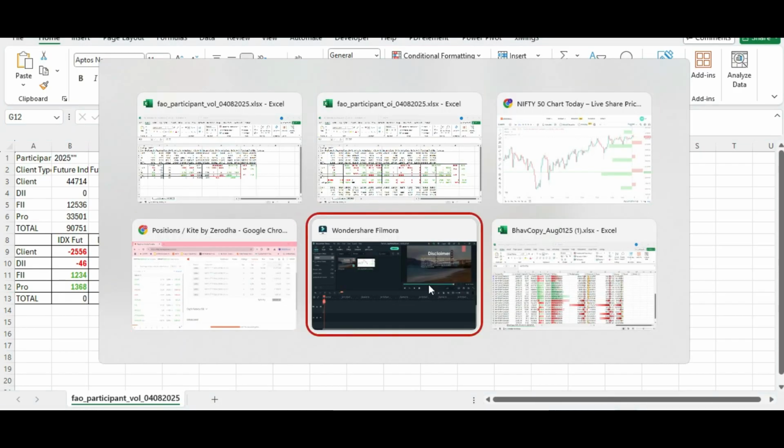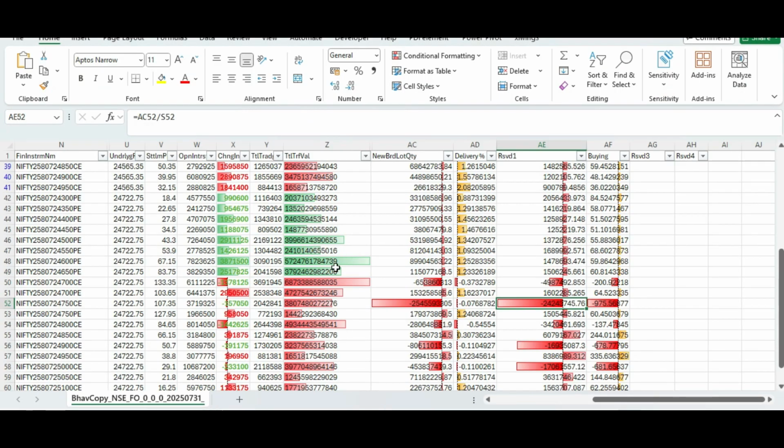Okay, let's also look at the bow copy that I generally prepare every day, end of the day, just to understand where the market stands, and then plan for the next day. So these are the puts. These are the calls for the nearest 10 strike prices, including one in the money and the rest out of the money options, right?